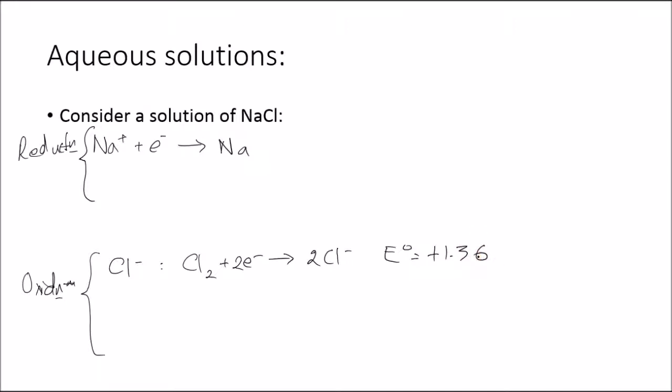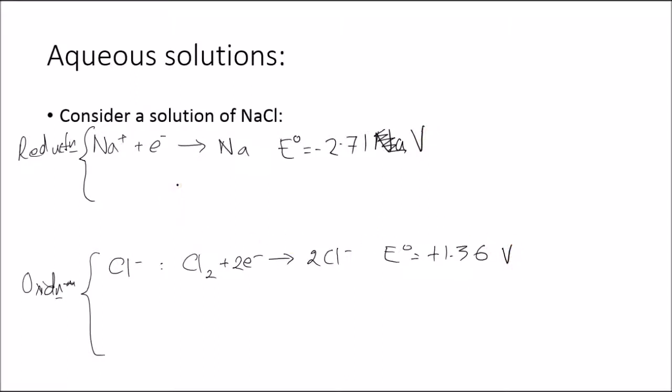So we look up our electric potentials again. I'm using the old textbook, so these might not tie up exactly with what's in the data book. So 1.36 for chlorine, minus 2.71 for sodium. Okay, so volts on both of those.